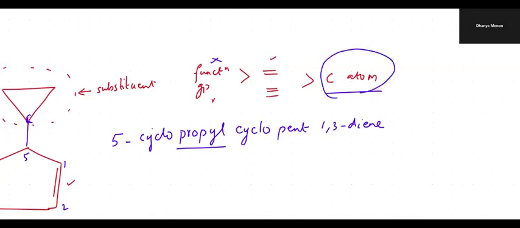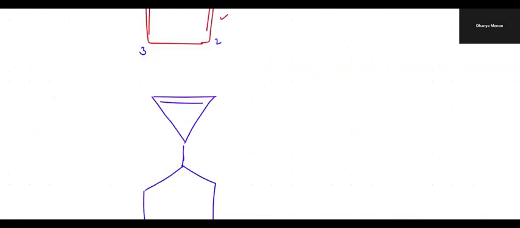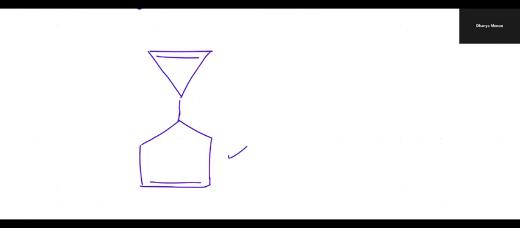So where is the number of carbon atoms more? Obviously, this is our word root, and this is our substituent, because both have a double bond. So we are checking for more number of carbon atoms, because both of them have double bond. Okay, so I hope I'm clear here.